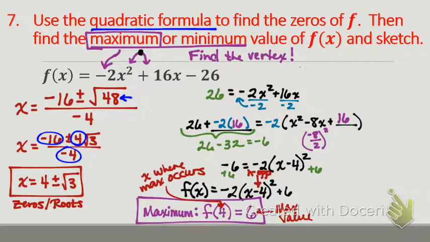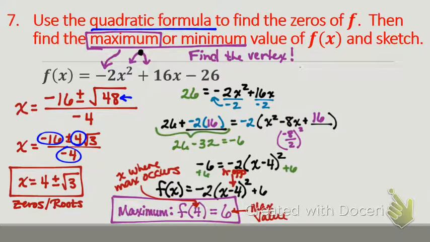I still need a sketch of this. So I'm going to draw an x-axis and a y-axis. 4, 6 is my vertex. So 1, 2, 3, 4. 1, 2, 3, 4, 5, 6. There's my vertex.